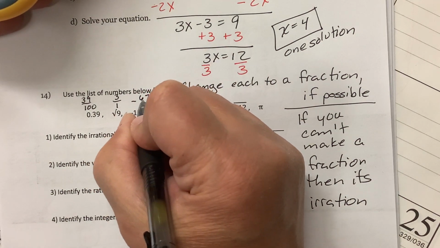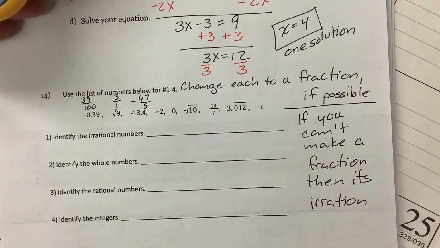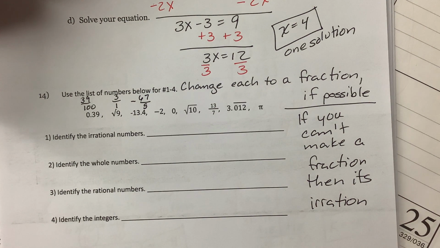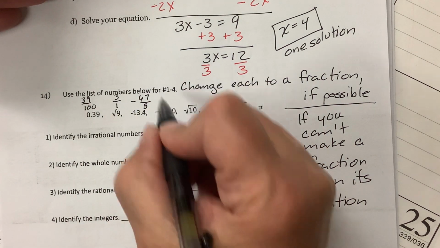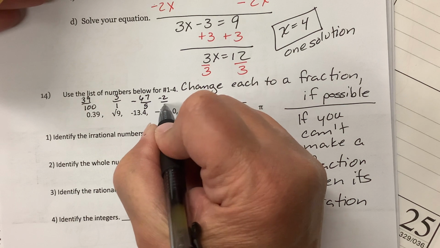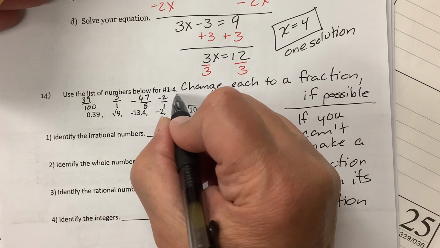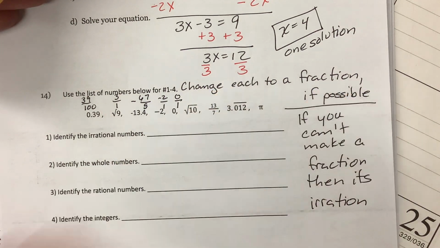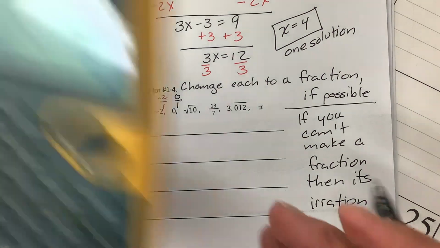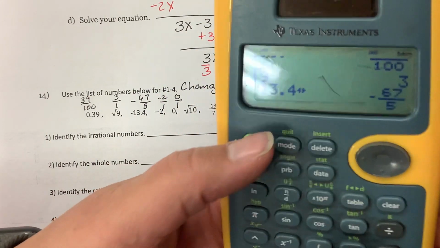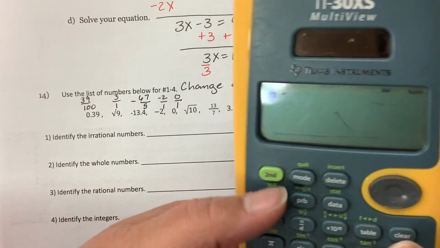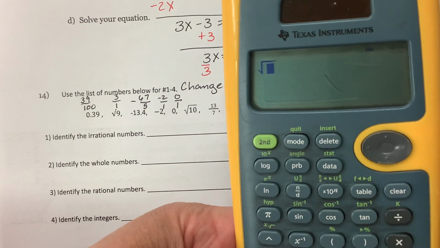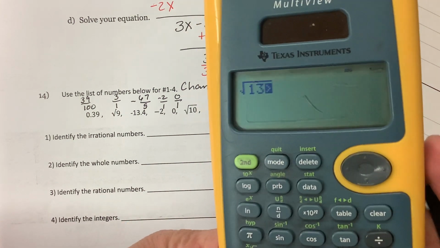So far, everything here has been rational because I can make them all into fractions. Negative 2, I can make negative 2 over 1. 0, 0 over 1. All the integers can be made into fractions. But now, second, x squared gives me my square root sign, 10.